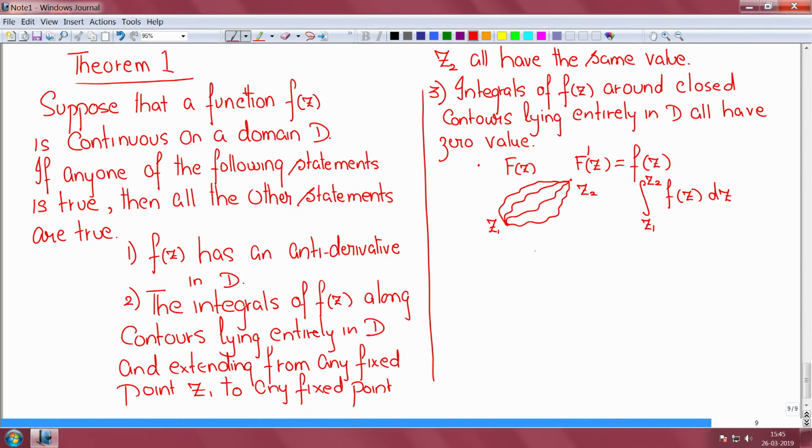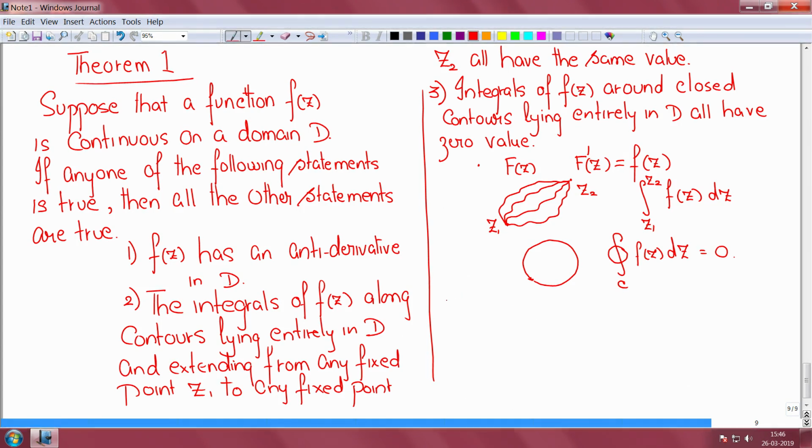And lastly, in the domain, if I start at some point and go around and come back to the same point, I integrate over a closed contour. This contour lies entirely in D. The value is now 0. So in the spirit of the course, we will see the proof of some statements, and the others we will accept as they are.